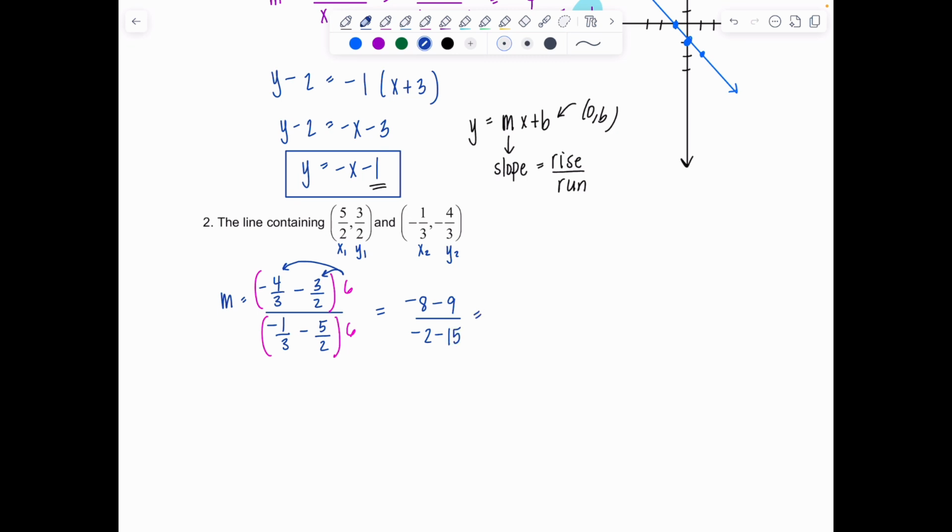And notice up top we've got negative 17 over negative 17. Oh my God, it's just positive 1. The negatives cancel out. What a lovely little slope. I thought things were going to be worse.